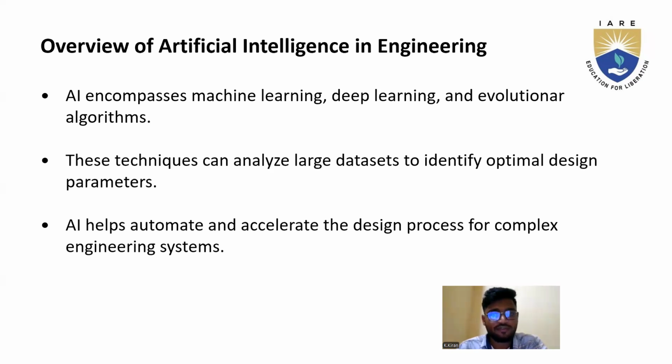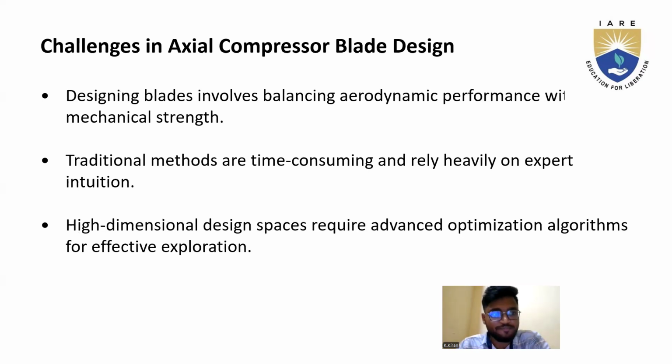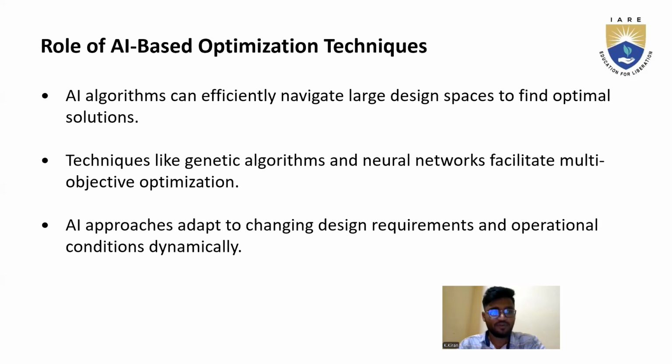The overview of AI in engineering: there are different types of AI, and those are machine learning and deep learning. The challenge in axial compressor blades is balancing performance with mechanical strength, and it also takes a lot of expert time. The role of AI-based optimization techniques is to find optimal solutions.